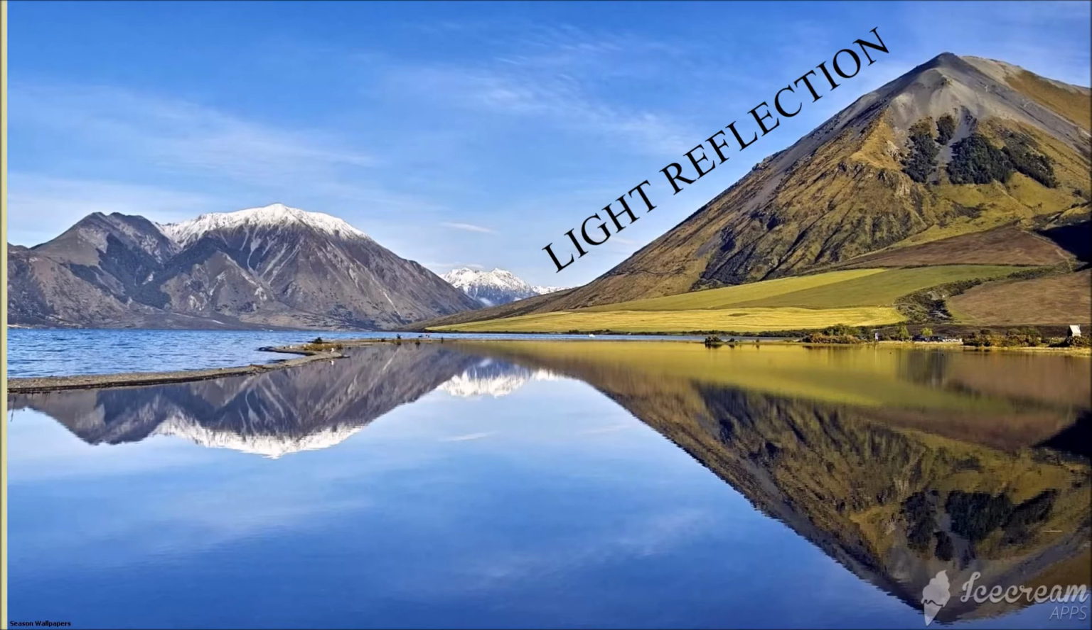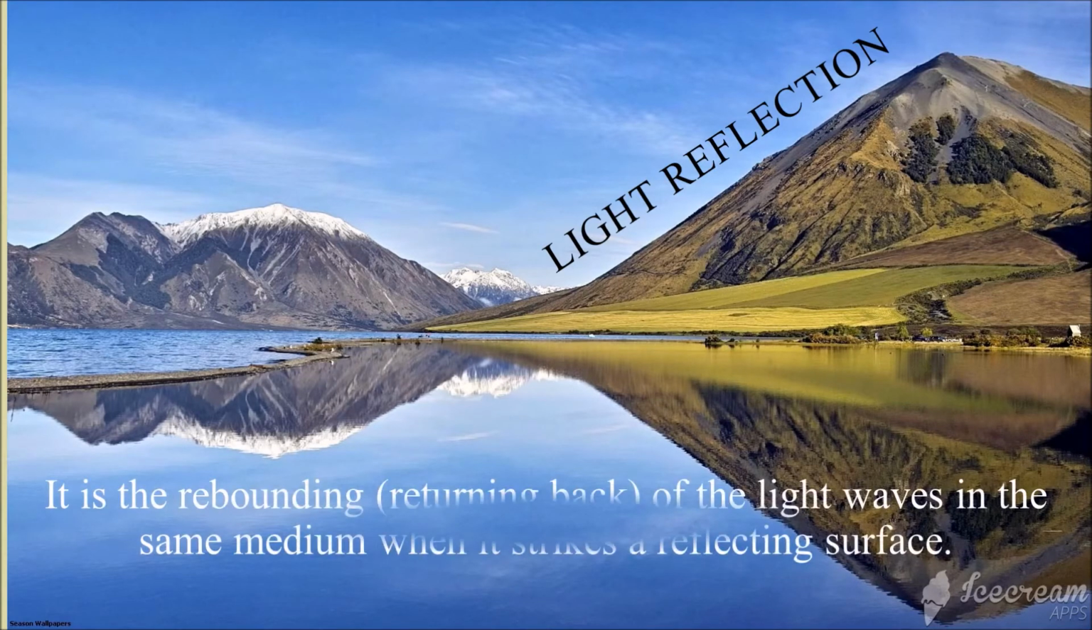The first one, light reflection. Sometimes in our daily life, we can observe the formation of inverted images of trees and buildings on the surface of water or on the road when rain falls. That's because when light meets a reflecting surface, it returns back again, and this is known as light reflection. So, light reflection is a rebounding or returning back of light waves in the same medium when it strikes a reflecting surface.